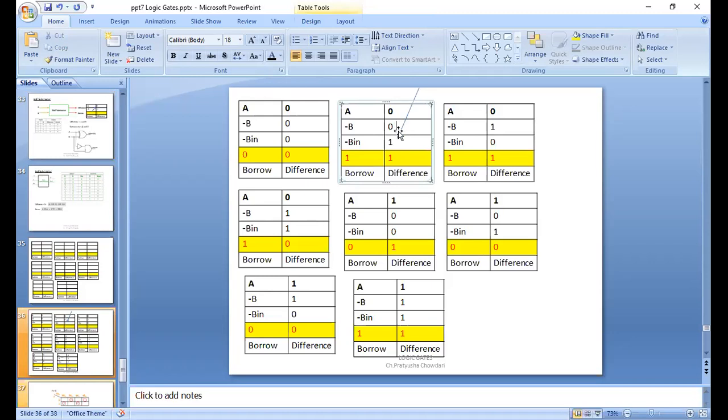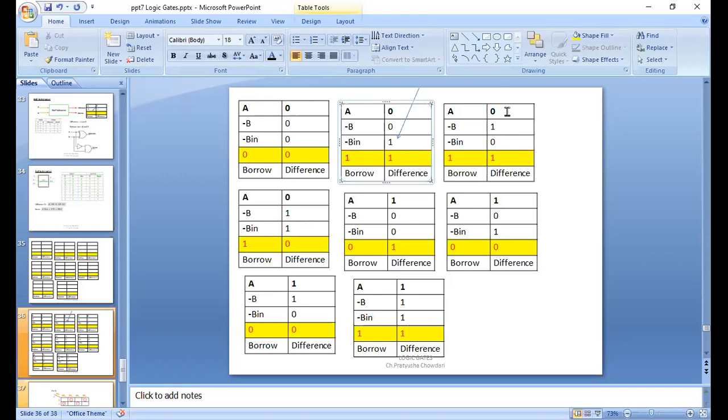Is this clear? Let me explain one more time. 0 minus 0, difference 0 and borrow is also 0. So initially difference 0 and borrow also 0. Then I need to subtract 1 from the previous difference, that is 0. 0 minus 1, in such a case, I require a borrow. When I give a borrow to the previous difference, that will become 2. 2 minus 1 is equal to 1.